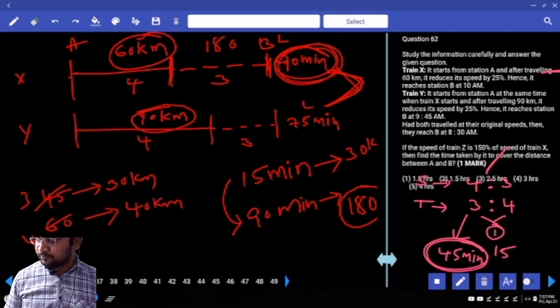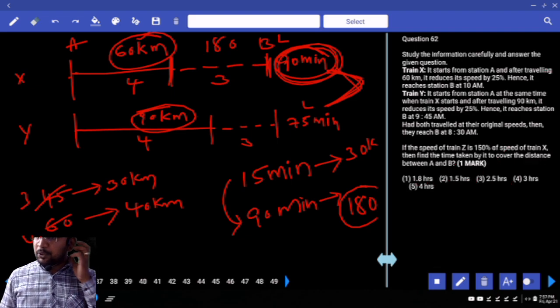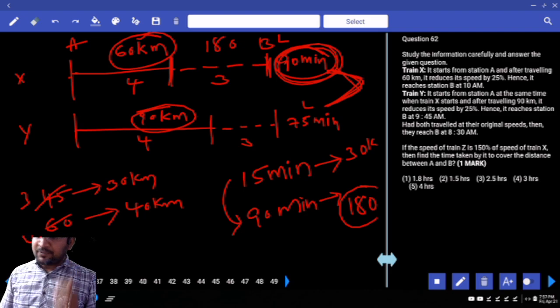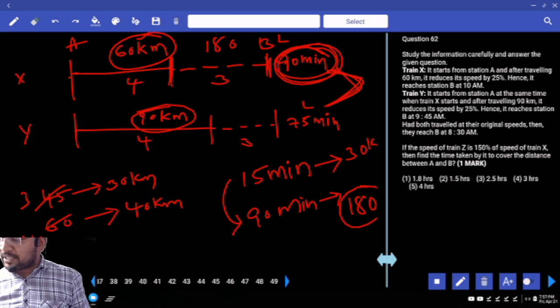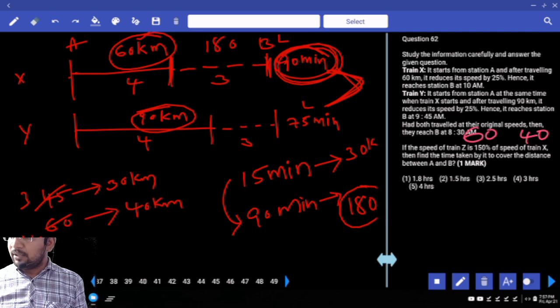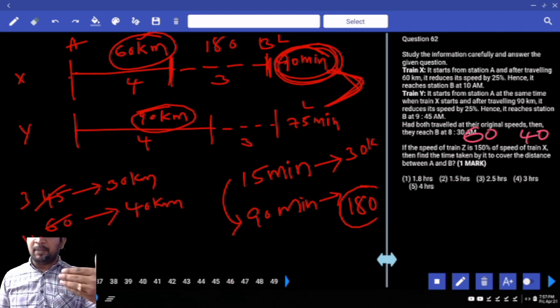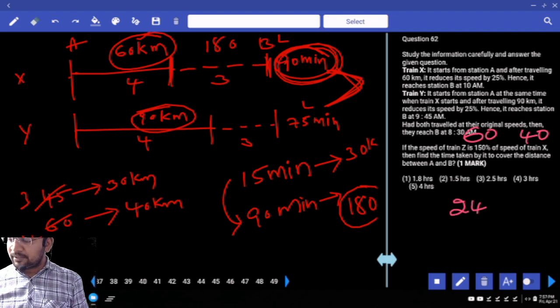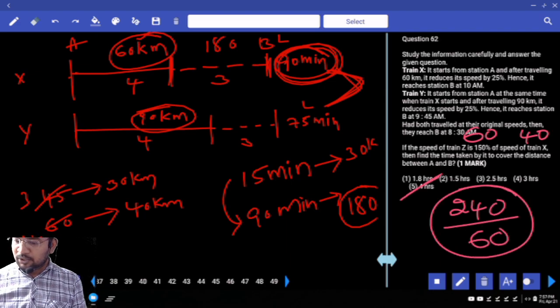Question 62. Now, if the speed of train Z is 150% of the speed of train X. Train X speed is what, Nana? Then Z train is what? 150% of 40 is nothing but 60. Find the time taken by Z to cover the same distance A and B. A and B distance is 240, so it will take 4 hours.